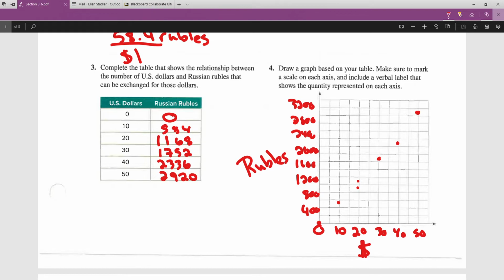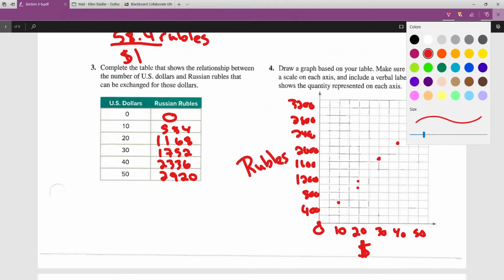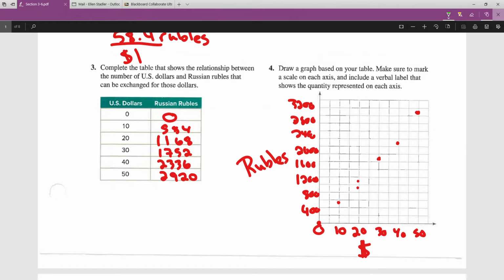And what do you notice about these points? If you were to connect them, and you had a steadier hand than I, they do form a straight line. They form a straight line because we have a constant rate of change, which we talked about in an earlier section.